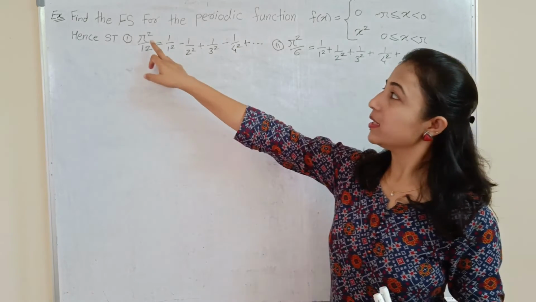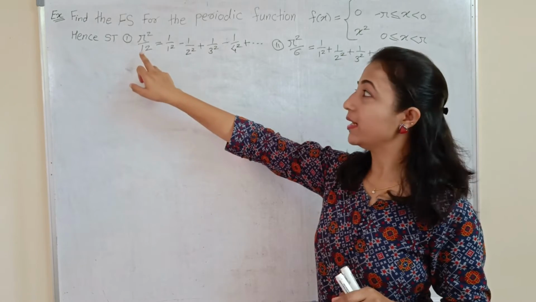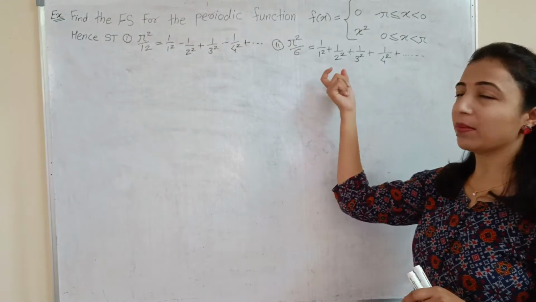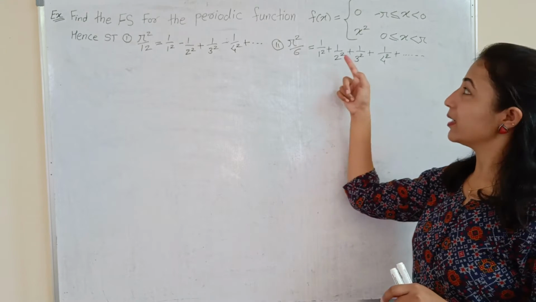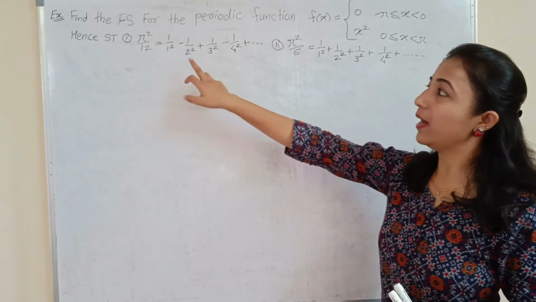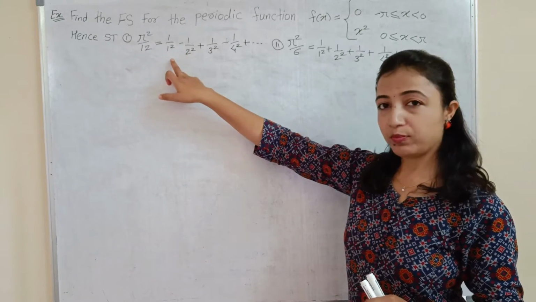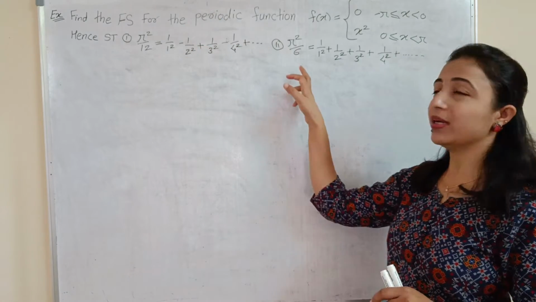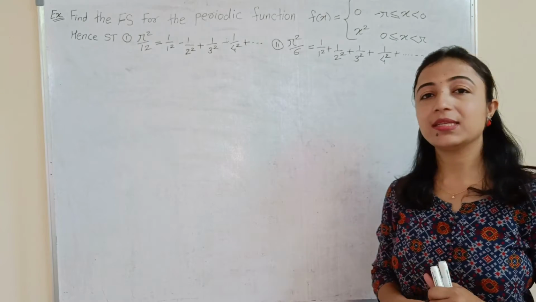Now see here, it is pi square by 12. So 12 we can write as 6 into 2, and that division by 2 if we multiply, we get the same type of term here. But here the right hand side is different. It contains all terms positive. But here, with the alternate plus minus, using this term you will not get the second part. So how to find both the conditions, we will discuss in this video.